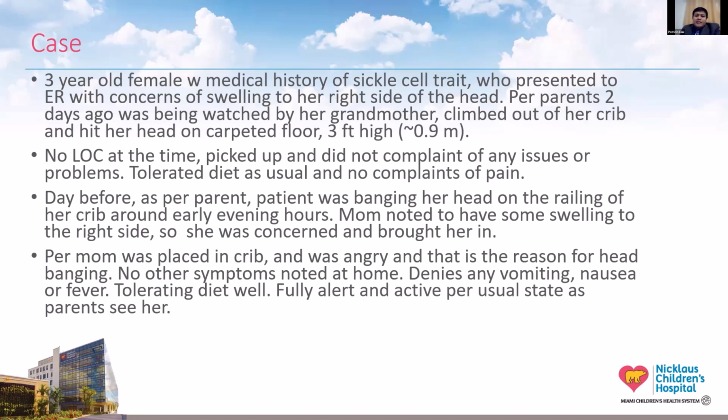The day before they came in, the parents said that she was banging her head on the railing of the crib in the evening. And they started to notice some swelling on the right side of the head. And that's what prompted them to bring the child to the emergency room. The mom says that when you place her in the crib, she acts angry and starts banging her head. But nothing else has been noted at home. She has been tolerating a diet, no vomiting, no nausea, no fevers. She's been alert and acting as normal per her parents.